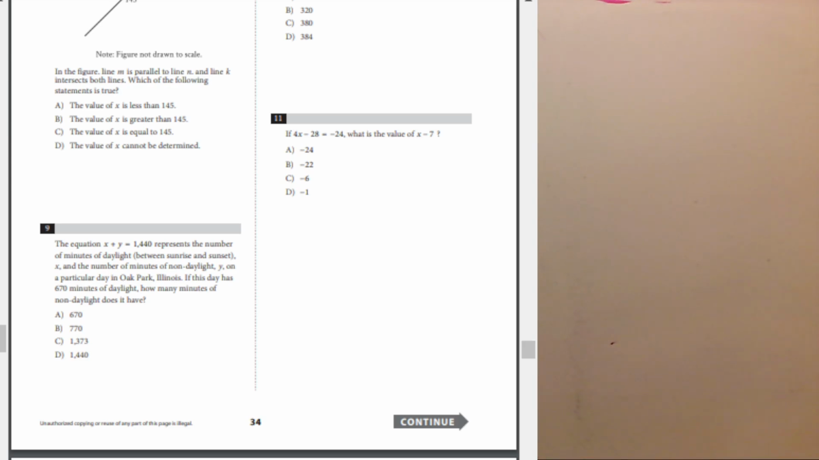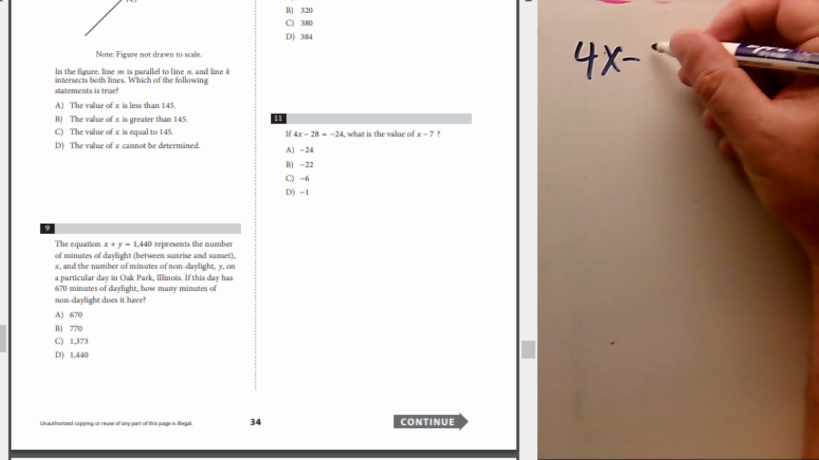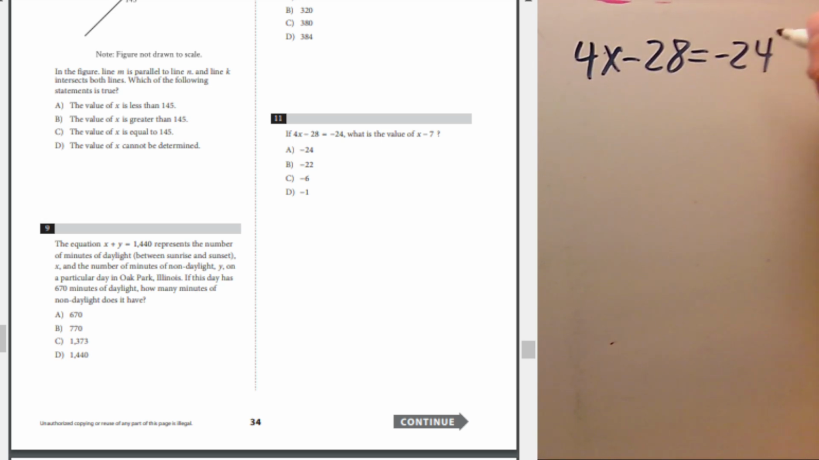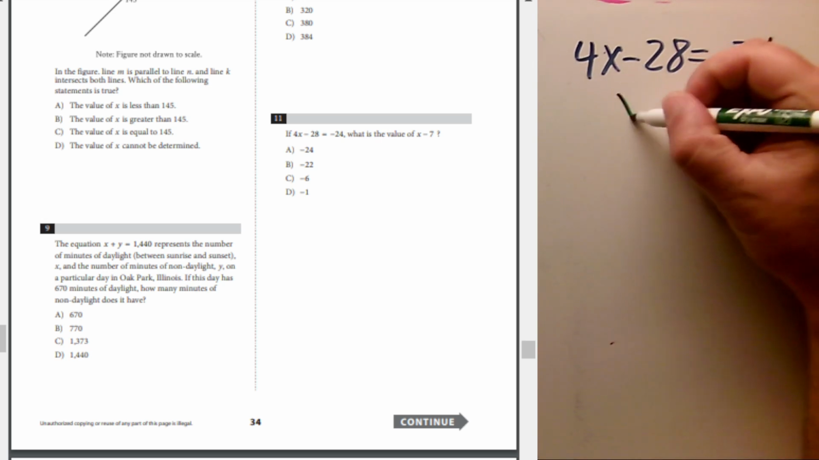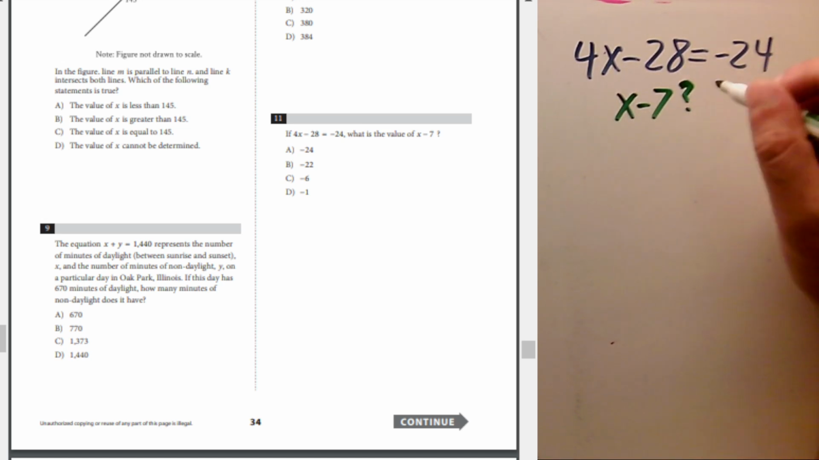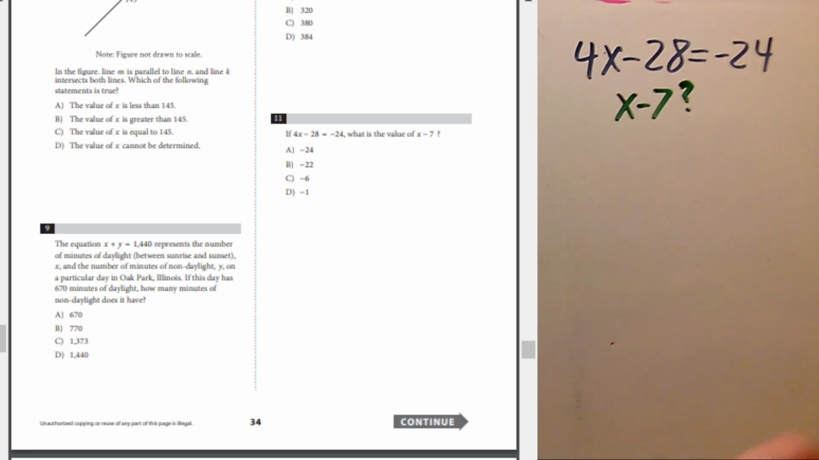And one more problem. Number 11. And then we start to get into the more difficult questions. So 4x minus 28 equals negative 24. What is x minus 7? So let's just find x, and then at the end make sure you do x minus 7 at the end.